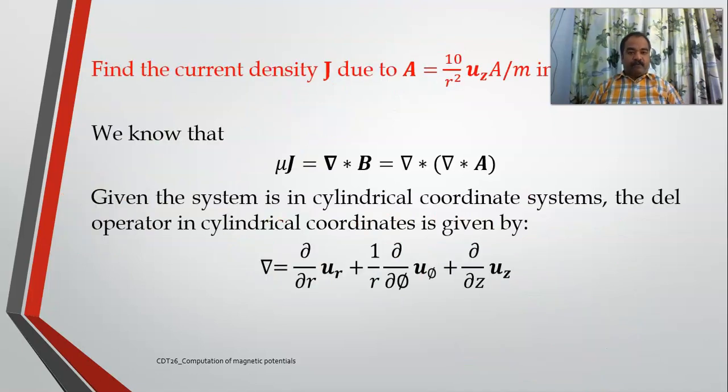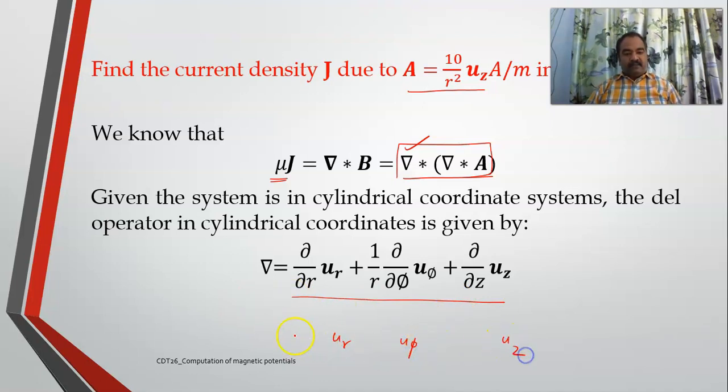Okay, so this is mu J. We know that this is the formula, and now having already identified that this is in cylindrical coordinate system, we need to perform this operation. We know that del vector is this vector. It is u r, u phi, and u z, right? For u r, it is dou by dou r. For u z, it is dou by dou z. But for phi, since it is not a length, I will implement 1 by r. This is the del operator.